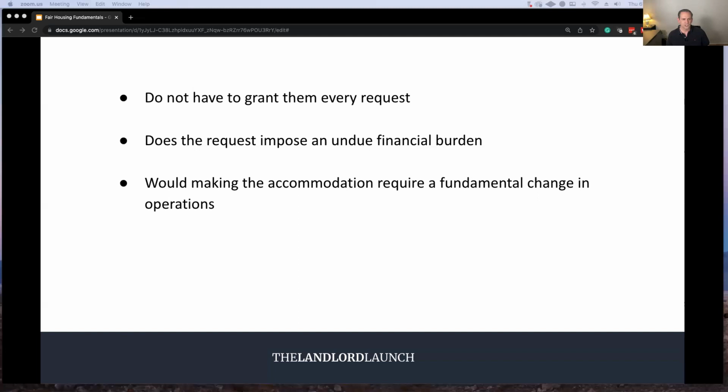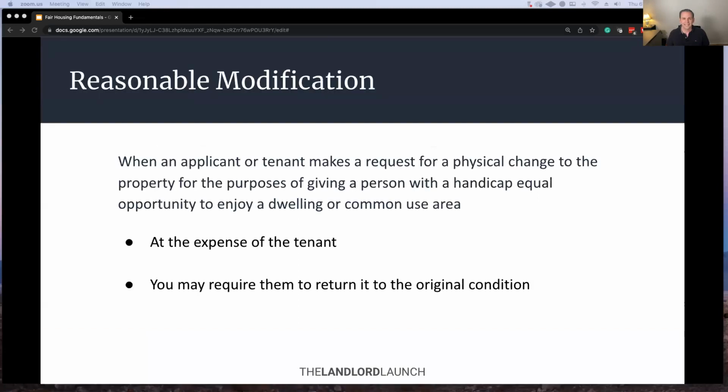And there are a couple things you can ask yourself. Does that request impose an undue financial burden? And would making that accommodation require a fundamental change in operations, like we just got done talking about? If the answer is yes on either of those, you can deny that request. Although I would highly recommend that if you are going to deny a reasonable accommodation request, you have somebody with a legal background, your attorney, take a look at it first, just to make sure that you are covered and that you're not doing anything that you're not intending to do. Because if you make a mistake here, it can really cause you some pain.